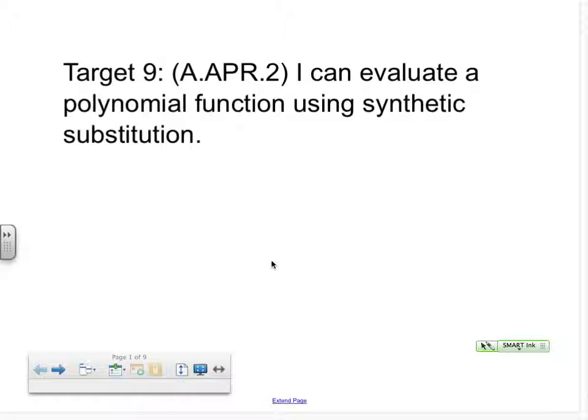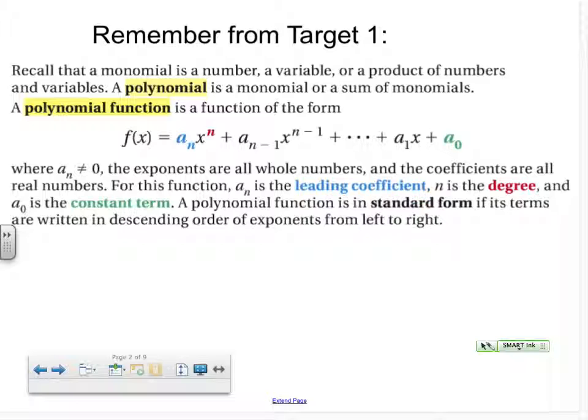Algebra 2, target 9. I can evaluate a polynomial function using synthetic substitution. First off, let's review what a polynomial function is. Remember from target 1 we talked about standard form, pieces of a function. A polynomial function is a function where we got a bunch of terms added together.